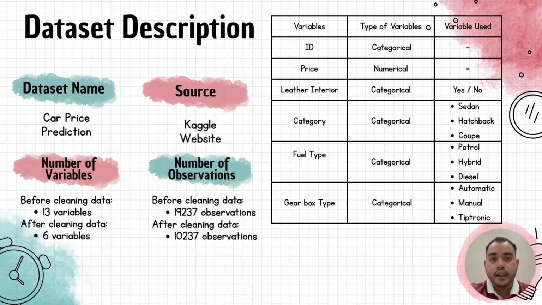Number 4, the category variable is also categorical and describes the types of vehicle such as sedan, hatchback, and coupe. Number 5, the fuel type variable is categorical with categories including petrol, hybrid, and diesel, representing the type of fuel used by the car. And lastly, the gearbox type variable is another categorical variable consisting of automatic, manual, and Tiptronic transmission systems. In conclusion, the clean dataset contains only the relevant variables needed for our analysis, making it suitable for achieving the objectives of this study.